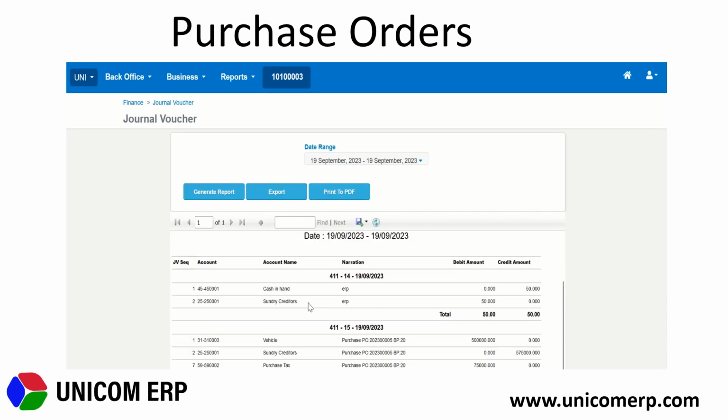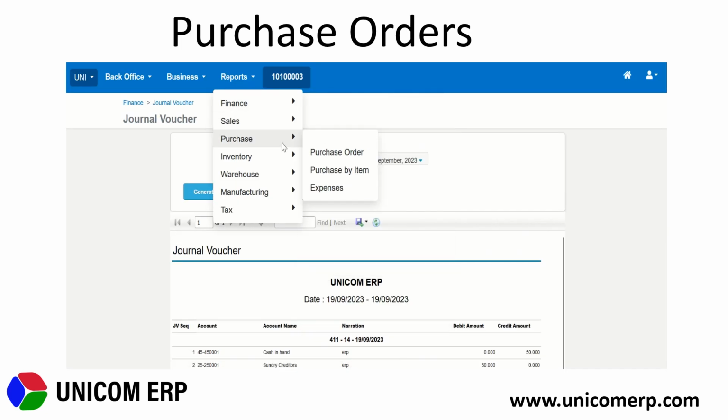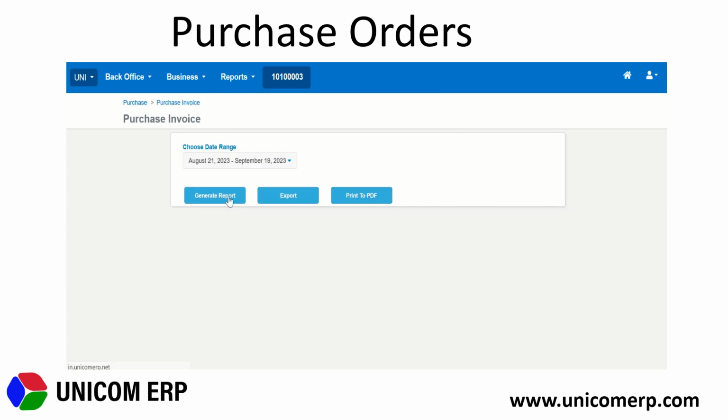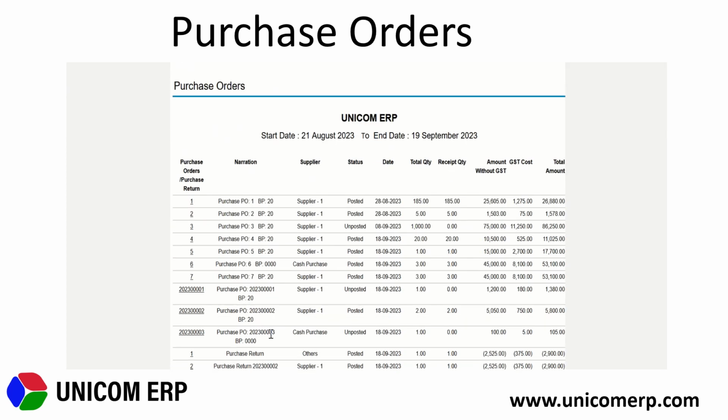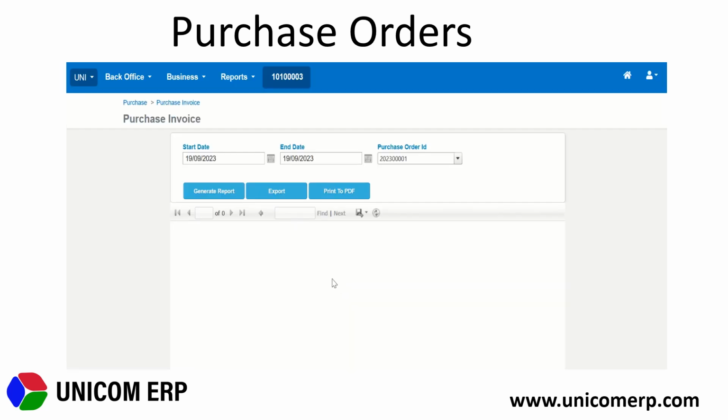Report under Reports, Purchase menu option has the reports related to the purchases done. The purchase order report will list all purchase orders for the selected period. Details of any purchase order can be viewed from the hyperlink related to that purchase order.